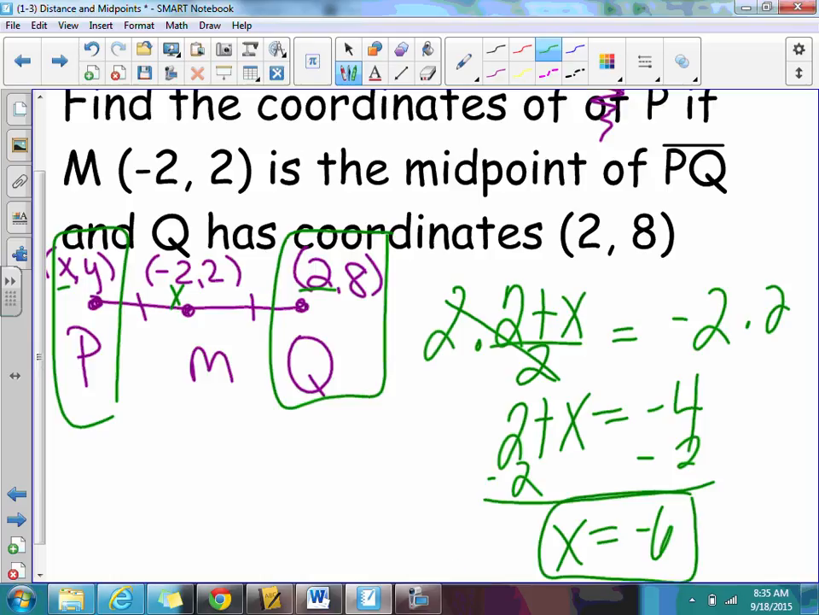And if you think about it, we're doing the opposite. Before we added and then divided, right? What's the opposite of dividing? Multiplying. What's the opposite of adding? Subtracting. So we undid our work. So that gives me the x coordinate over here.